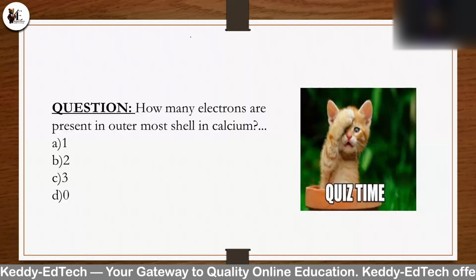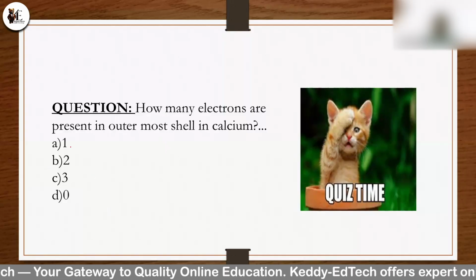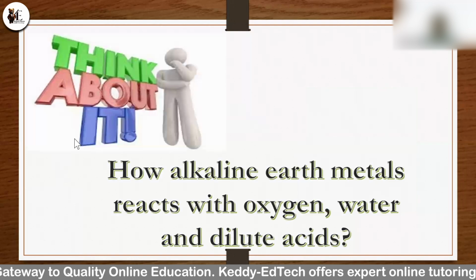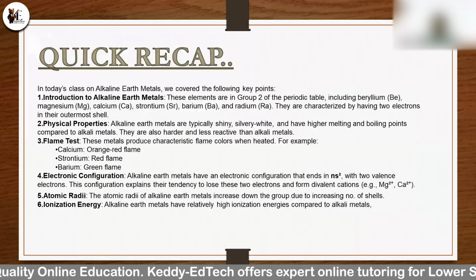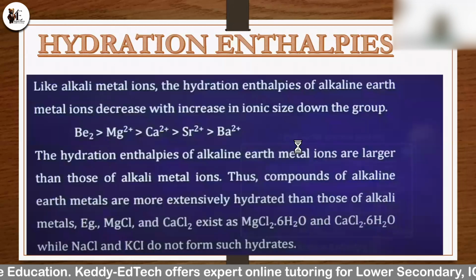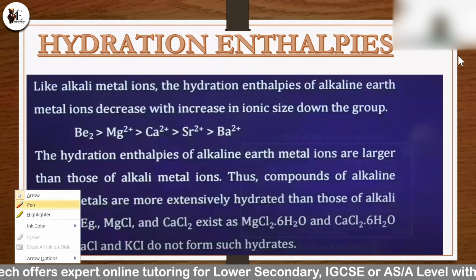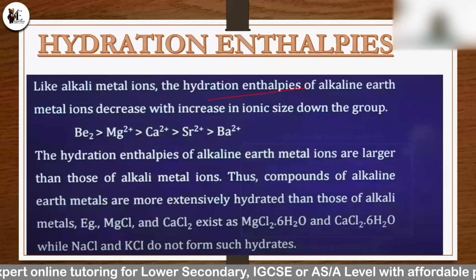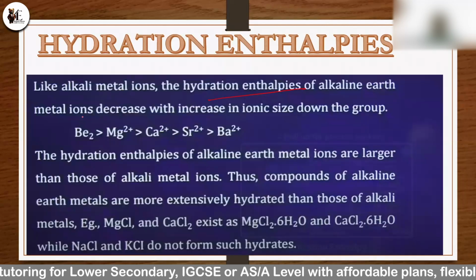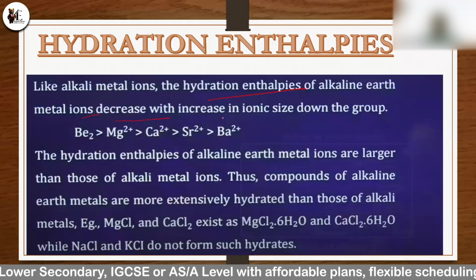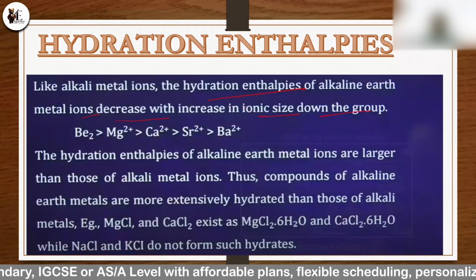Two. Yes. Okay, so this is all we have discussed. Now we are going to learn about the chemical properties of group 2 elements. Like alkali metal ions, the hydration enthalpies of alkaline earth metal ions decrease with increase in ionic size down the group.